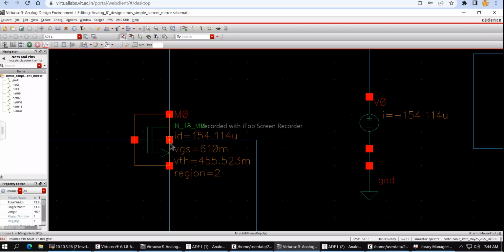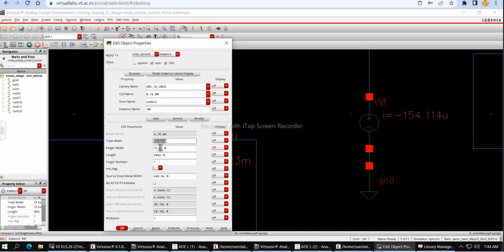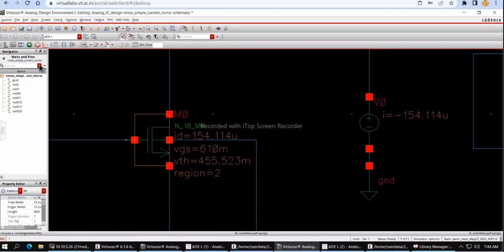So we can see it started slightly reducing. So I'll still reduce further. Let me make it 13.2 micrometer. Check and save it and run. Yeah, it's almost near, 150 microamperes.